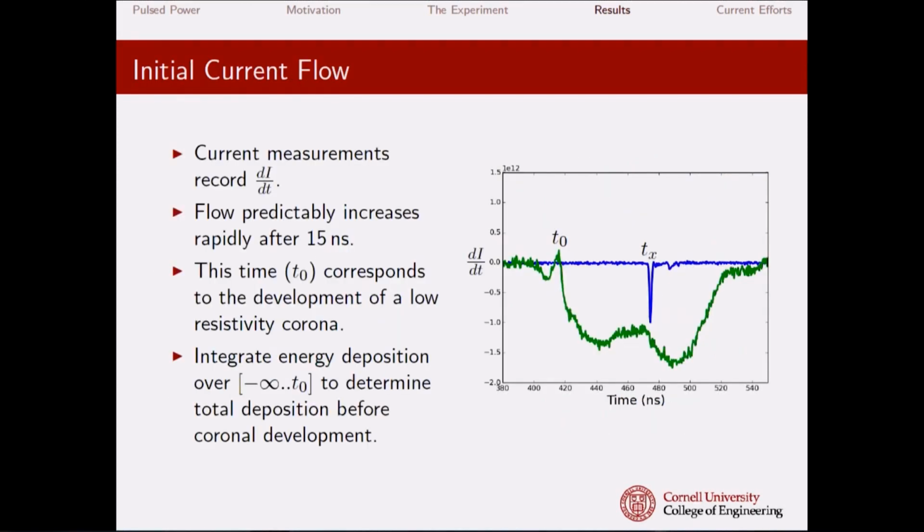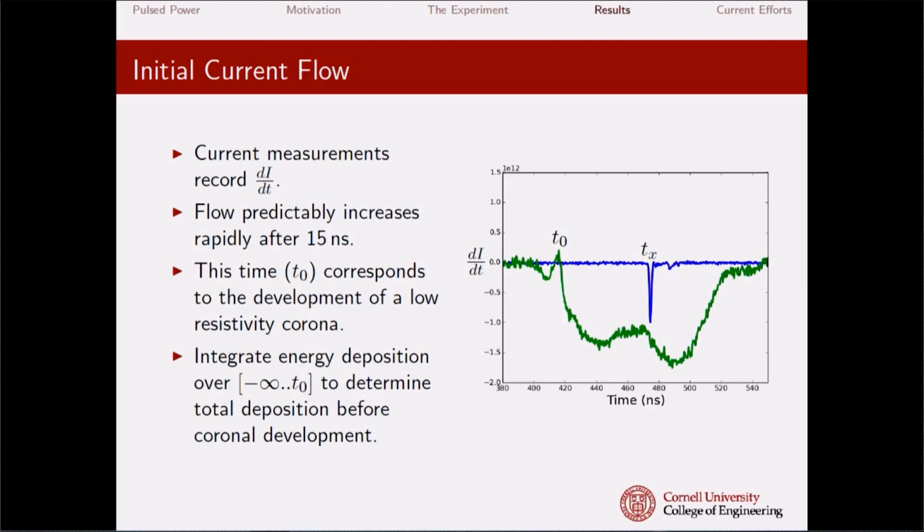And then finally, we also track the current running through just that single wire that we're studying. And actually, more accurately, we measure the derivative of the current, so dI/dt. And that's what's plotted here in green. And predictably, at about 15 nanoseconds into the current drive, with this time labeled T0, we see a large spike in the amount of current that's flowing through the experiment, and that's believed to correspond to the formation of this corona.